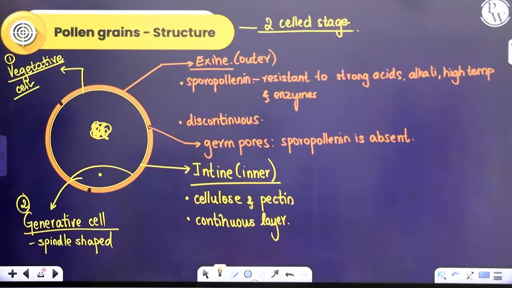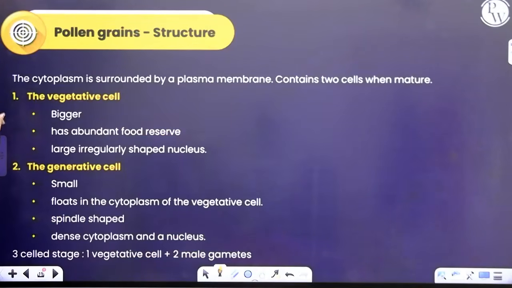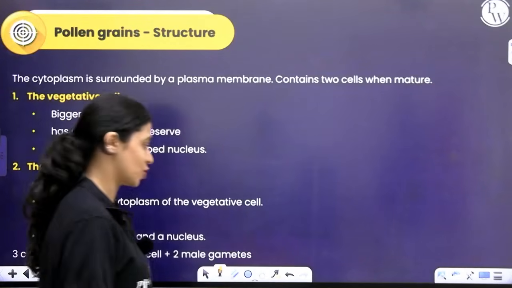Alright. Now, I've already explained all of this. The same thing is written in text in your notes for your reference. I've already told you about the vegetative cell and generative cell as well, so that also is mentioned here. Vegetative cell is larger, has abundant food reserve, large irregularly shaped nucleus. Generative cell is small, it floats in the cytoplasm of the vegetative cell. It is spindle shaped, it has dense cytoplasm and nucleus. That is about the two-cell stage.